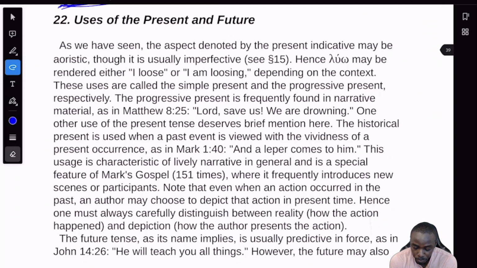Right? So let's talk about uses of the present and perfect. As we have seen, the aspect denoted by the present indicative may be aoristic, though it is usually imperfective. As I said, there is this word again, intersection. They intersect.